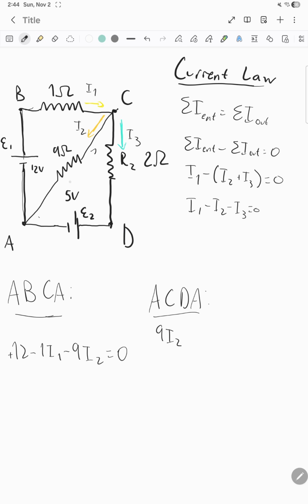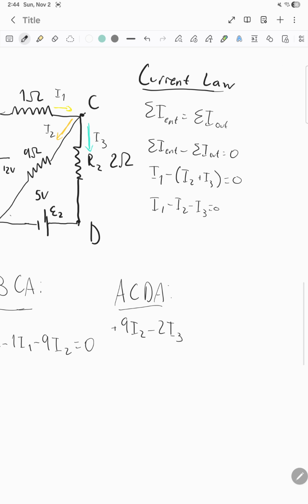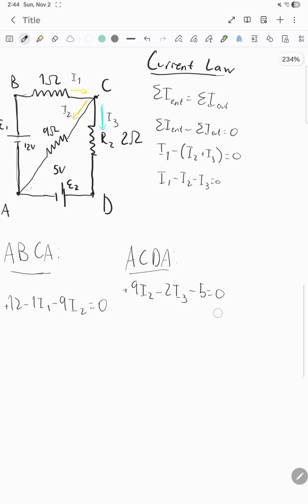and then we go like this, now we're at the sign. So we did orange, and as we saw, our hypothesis is in the opposite direction as orange in a resistor, so it's positive now, positive 9 I2, minus 2 I3, because it goes in the same direction as I3, and then this will be negative 5, because it goes from positive to negative. And so this is our second equation.